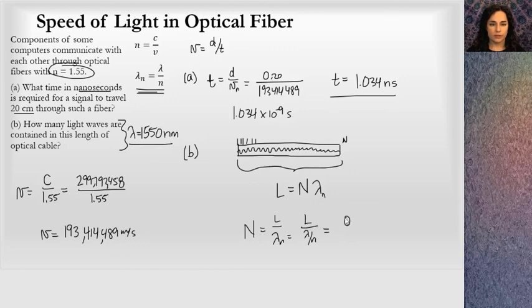So we're going to take the length, these 20 centimeters, 0.2 meters, and divide by the wavelength, 1550 times 10 to the negative 9th, remember that's nanometers, and then divide by the 1.55 for the index of refraction. And when you divide those two things, you might see some common values here. It turns out this is going to be 200,000 light wavelengths in that length, 200,000 of them.